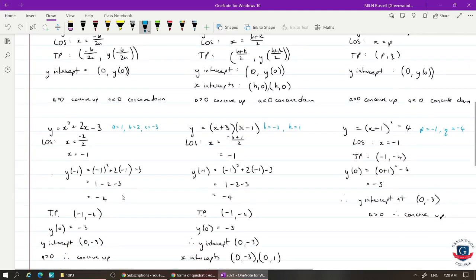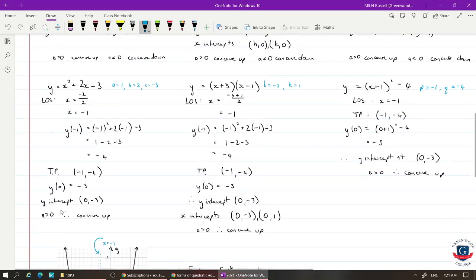So here's an example here. There's our standard form equation. Negative b on 2a, which is this here, negative b over 2 times 1. That gives me x equals negative 1. If we substitute negative 1 into this equation, we get the other part of the turning point, which is negative 4. All I've done is put negative 1 in and evaluated it. There's the turning point.